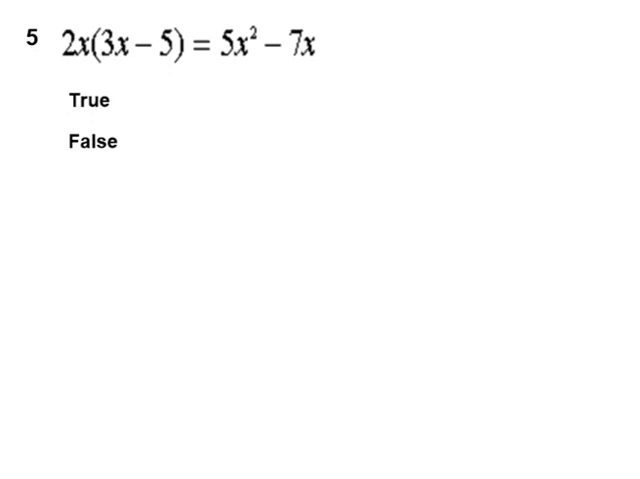Question 5 says the multiplication of 2x by the binomial 3x minus 5 is equal to 5x squared minus 7x. Is that true or is that false? If it's true, show why, and if it's false, show what it should be.